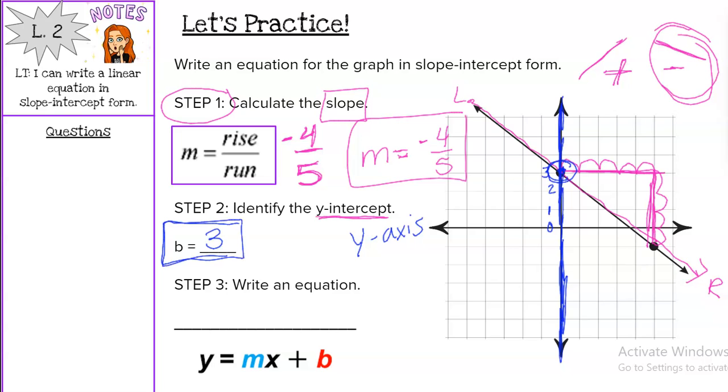So now I just have to write an equation. I just have to put those pieces together, so I follow my example. y equals mx. I find my m, which is negative 4 over 5. So I put negative 4 over 5 where m is. Keep that x next to it. Plus b. Well, my b is 3, so it would be plus 3.